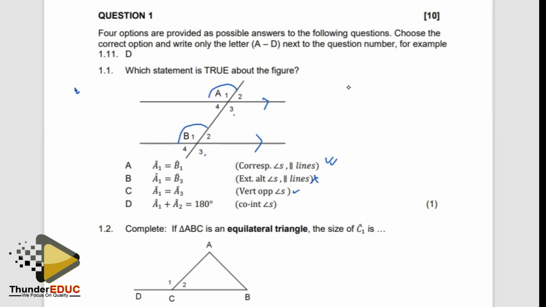Is A1 plus A2 equal to 180? Co-interior angles. A1 and A2 are not co-interior, so this is wrong. Now my problem is we have 2 angles that are the same. Which statement is true about the figure? A1 and B1 are corresponding angles, that statement is correct. Then A1 and A3 are vertically opposite. So the answer is whichever option between A and C, one of the two.